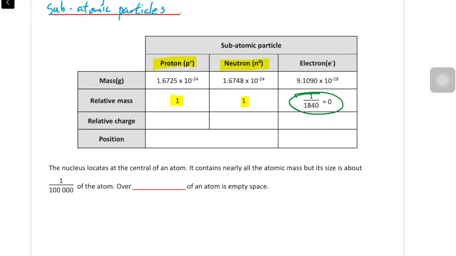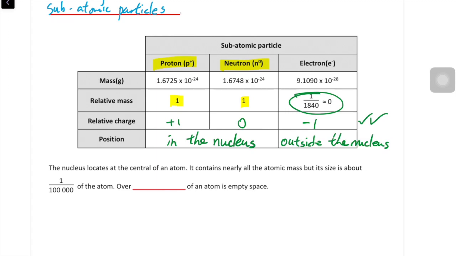But for relative charge, that's more important. For proton it is positive 1, neutron is 0, and electron is -1. So this is more important, you need to memorize it. And finally is their position. Protons and neutrons can be found in the nucleus. And for electrons, some of you may know, they move outside the nucleus.